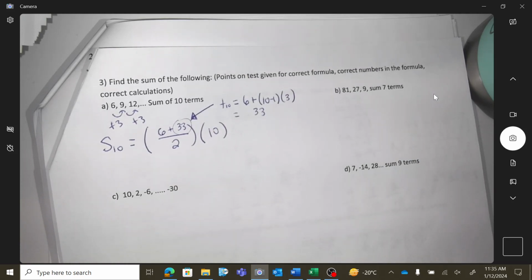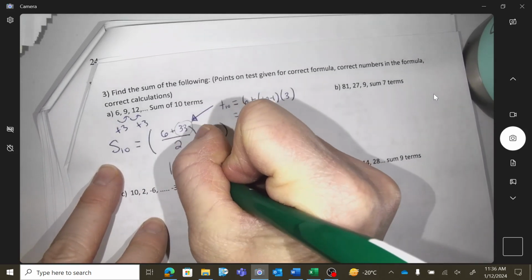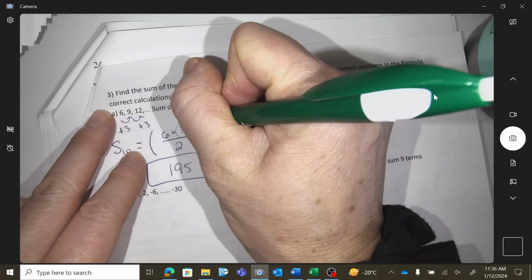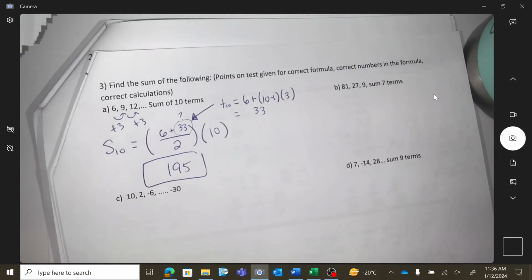Okay, so using this sum formula often makes you use a second formula. On that example, we didn't know what the last term was, so we had to figure it out.